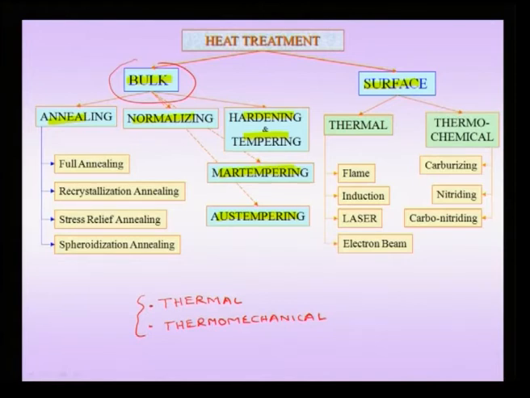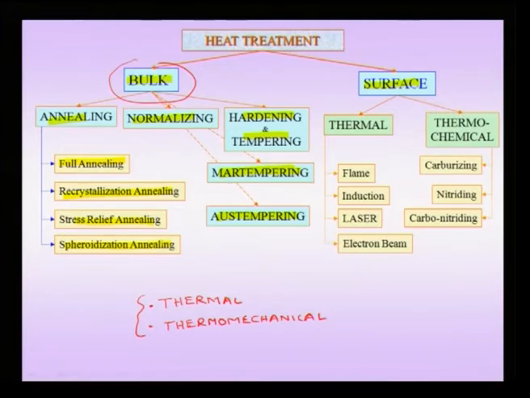In annealing, we have full annealing, recrystallization annealing, stress relief annealing and spheroidization annealing. We will briefly deal with some of the details of these processes, and the student may actually refer to a good text on heat treatment to understand the details. Here the focus is on the fact that you can actually engineer the microstructure by doing heat treatment.